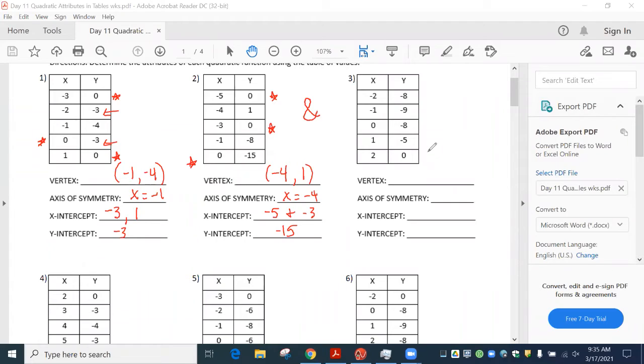Okay, so right here, does anybody recognize the vertex? -9, because it's in between the two -8s. So -1, -9. All right, so my axis of symmetry is going to be x equals whatever the x coordinate is of that vertex.